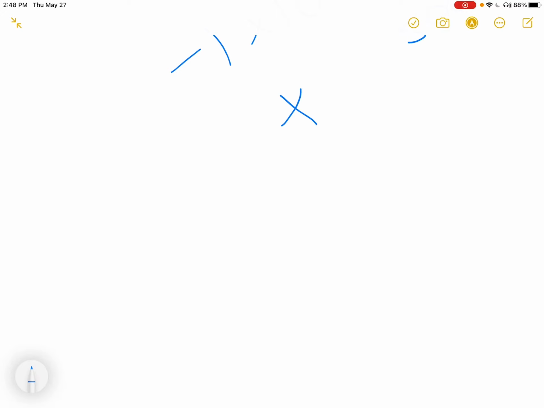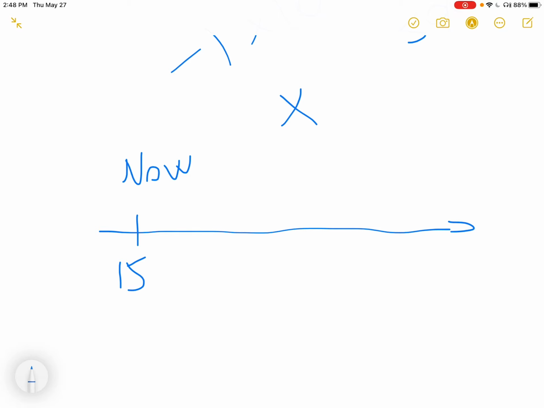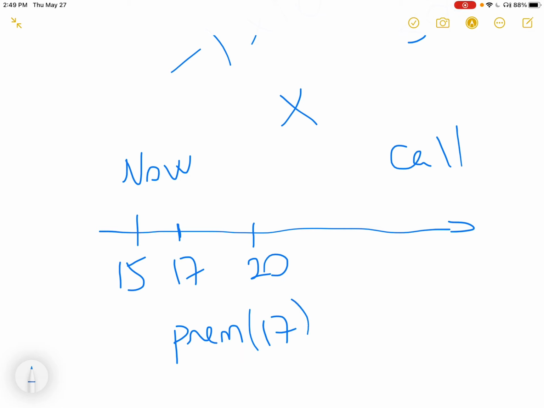So let's just give an example. This is company X. Now they're trading at $15 and you want to buy a call option. If you compare the premium for a $17 exercise price versus a $20 exercise price, your premium for 17 will be much bigger than your premium for 20, because the company is less likely to get to 20 by the exercise date than 17. Hence the premium is higher for the one that's closer to $17.